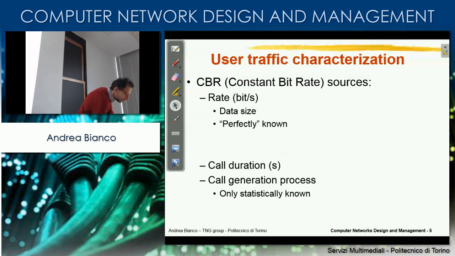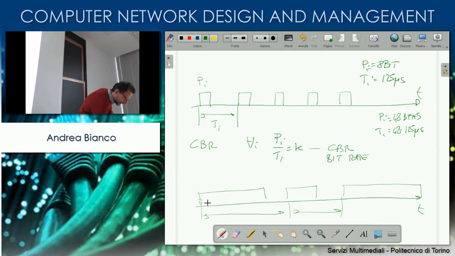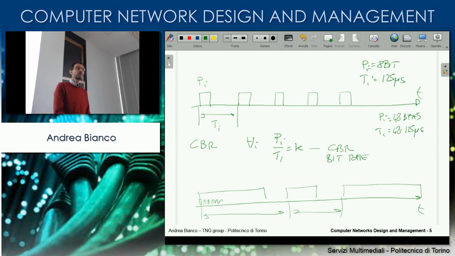So coming back to this picture, if you enlarge your time scale here, and you look at the different calls, this is the call inter-arrival process, and within the call we know everything. We know that this is how we generate the data. But how many calls we generate, how long the calls last is known typically only in a probabilistic way, in a stochastic way. Okay? So the unknown part is the call. Within the call we know everything. Okay, that's one type of source.